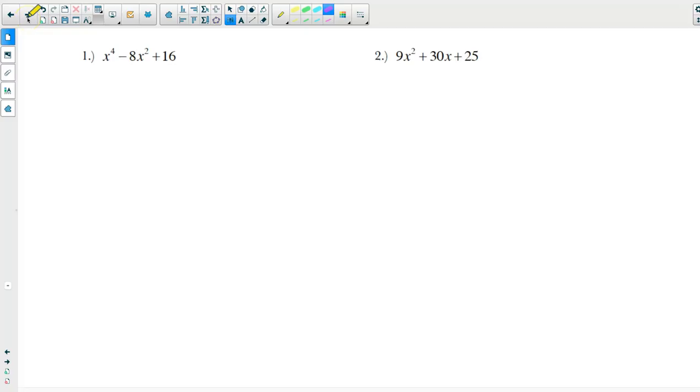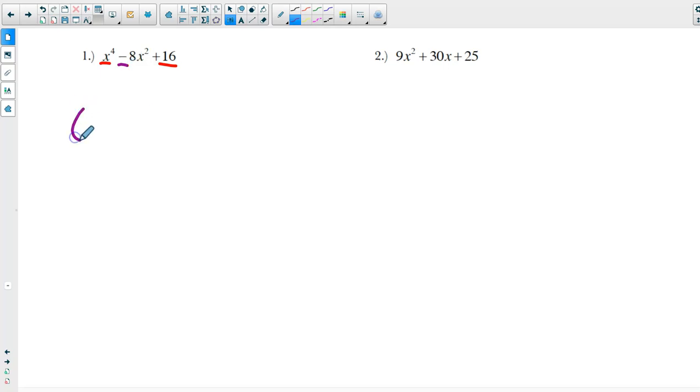So, first one. What I really look for when I'm looking at this is perfect squares. I have a perfect square right there. I have a perfect square right there. That is making me think I'm either adding or subtracting these. Then I look at my sign, and I've got a minus sign there. So that's telling me I'm doing subtraction both times, because a negative times a negative is positive.